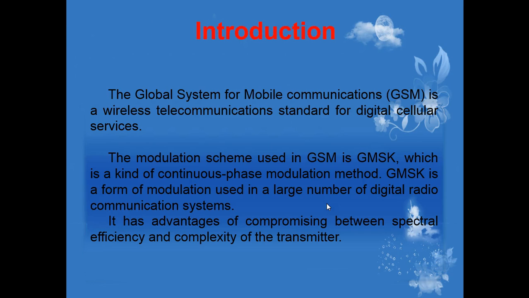Here's the introduction part. The Global System for Mobile Communications is a wireless telecommunications standard for digital cellular service. It is the most popular standard for mobile phones worldwide and has more than 3 billion subscribers. The modulation scheme used in GSM is GMSK, which is a kind of continuous phase modulation method. GMSK is also a form of modulation used in a large number of digital radio communication systems. It has the advantage of compromising between spectral efficiency and complexity of the transmitter.